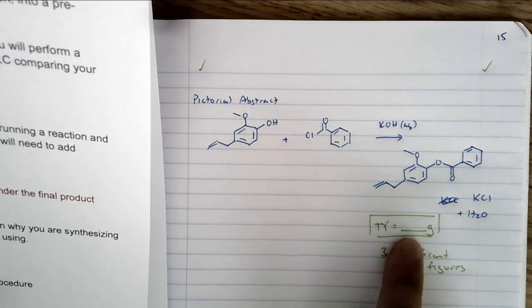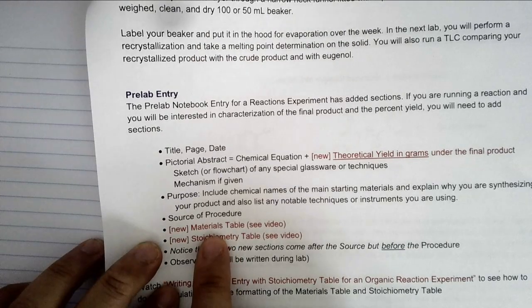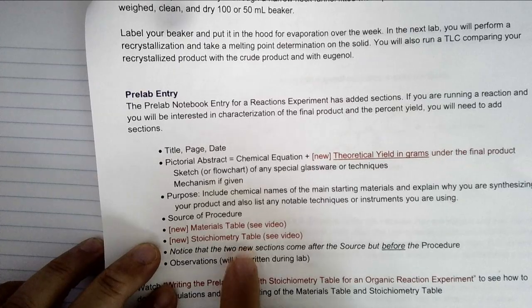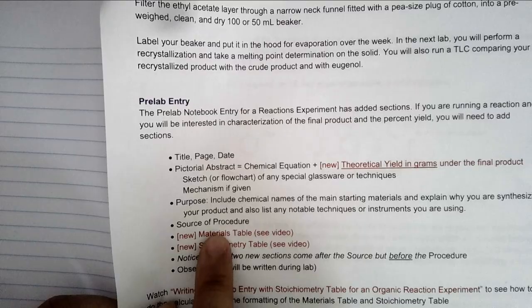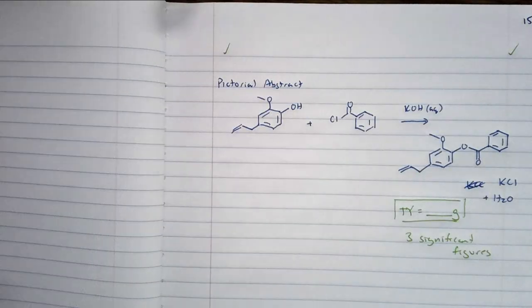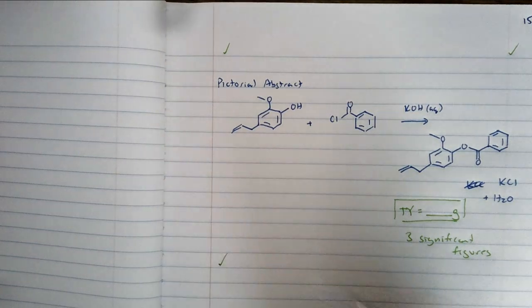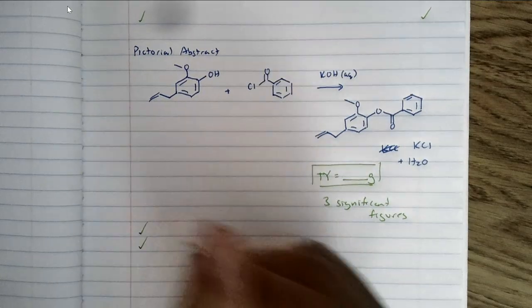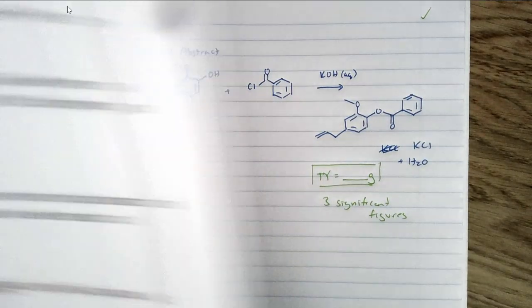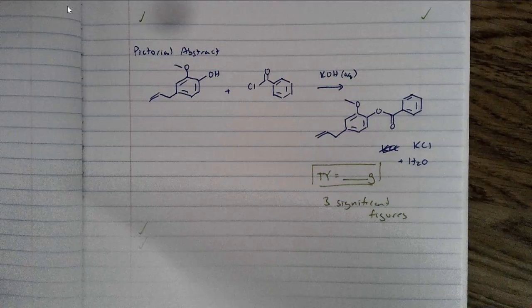We need to draw the materials table and the stoichiometry table. So this is how we're going to do this. Pretend that you already did your purpose and your source of procedure. And now we are at the materials table.